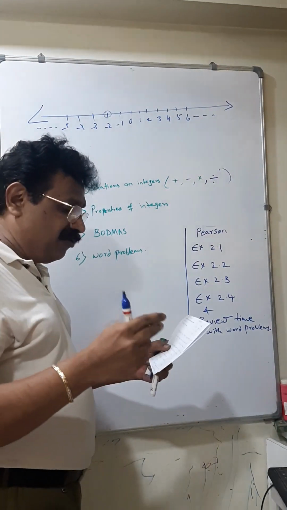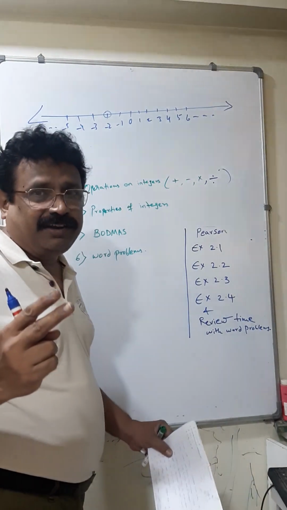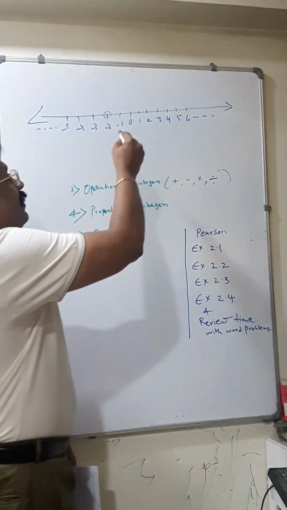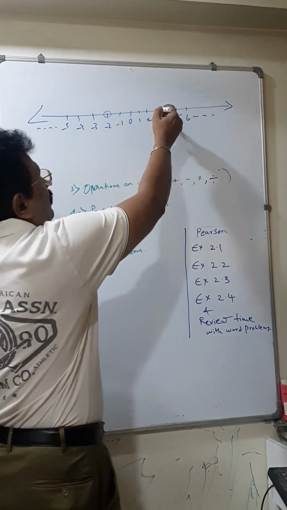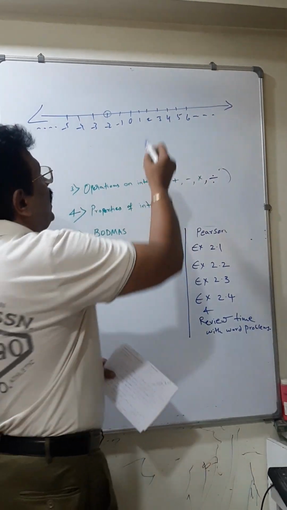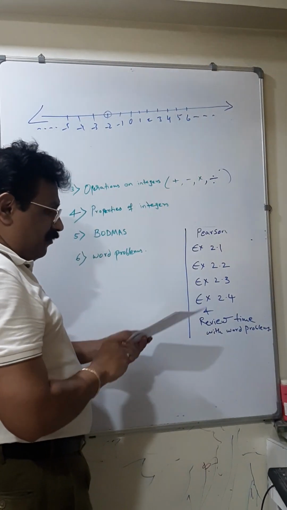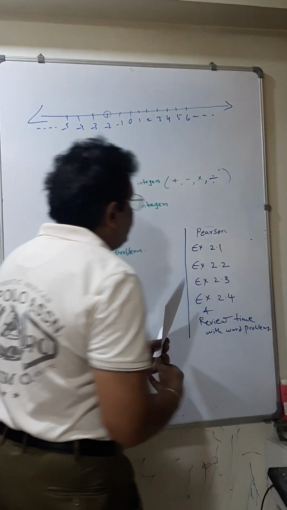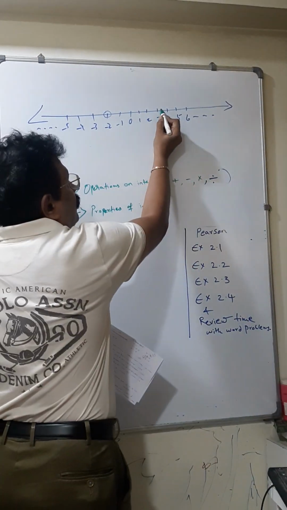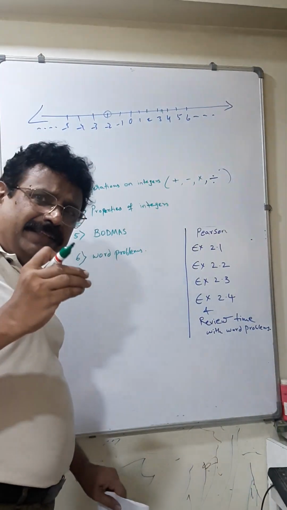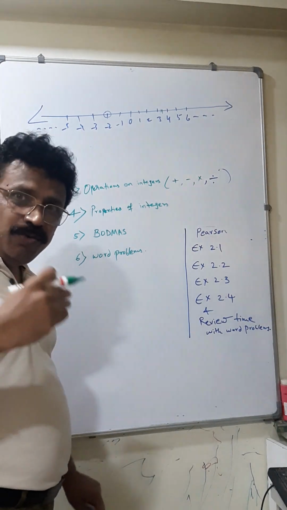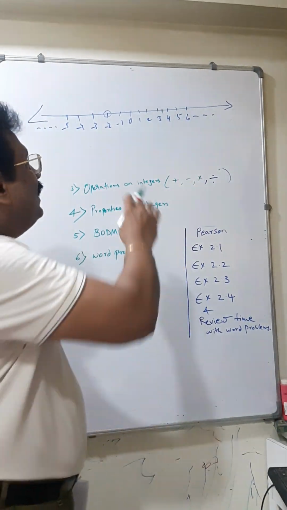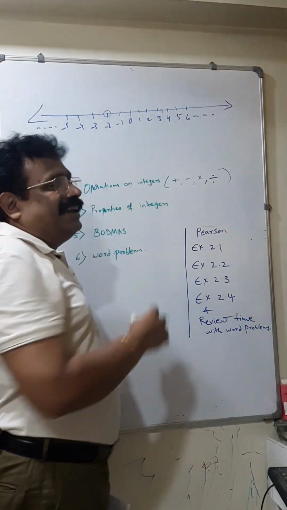Then it says there is no integer between any two consecutive integers. Let us take say 3 and 4. Is there any integer between 3 and 4? No. There can be only fractions, which you will learn in the next chapter. There cannot be an integer between 3 and 4.